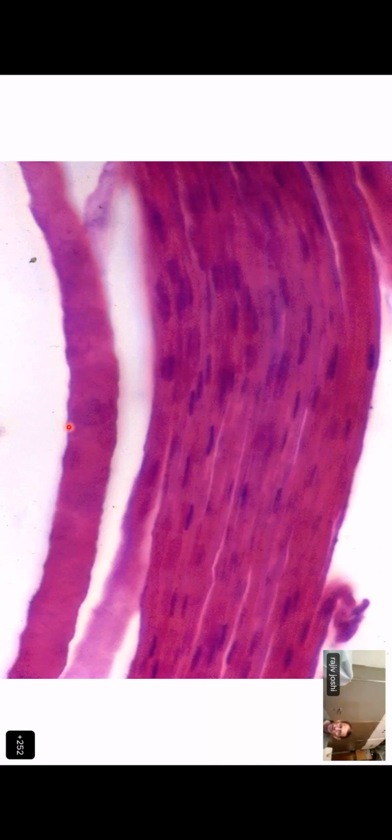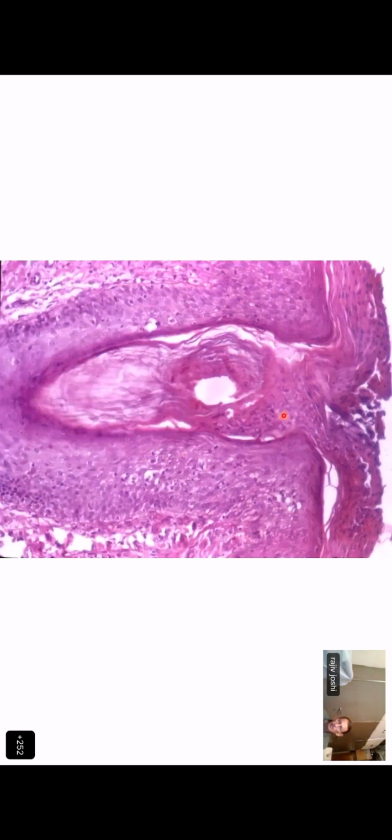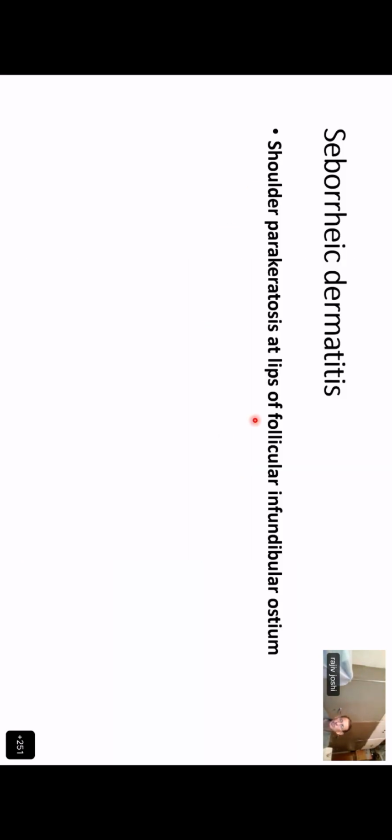So with these findings, you can consider a differential diagnosis of pityriasis rubra pilaris. This is a hair follicle showing a little bit of spongiosis, and at the openings of the follicle, you see these scale crusts. So this is typical for seborrheic dermatitis. So shoulder parakeratosis at the lips of follicular infundibular ostium.